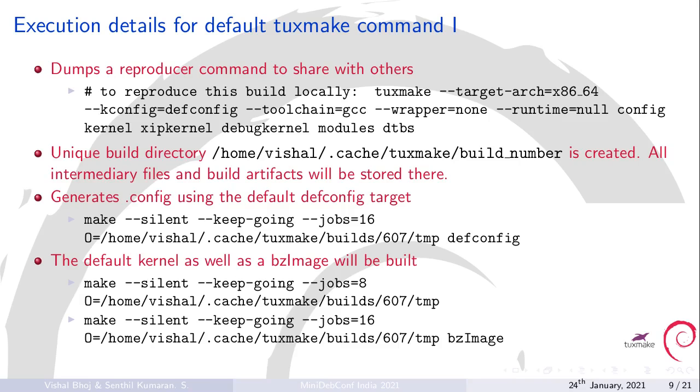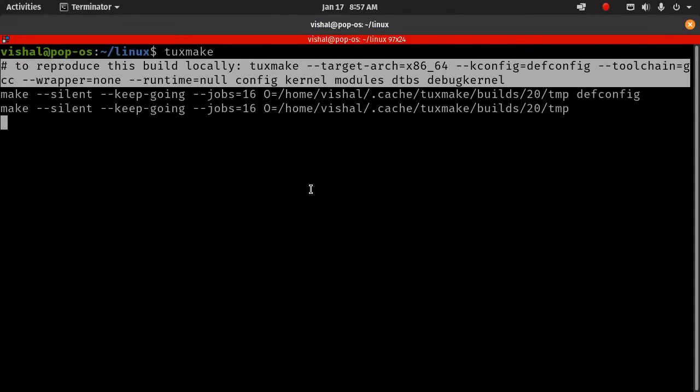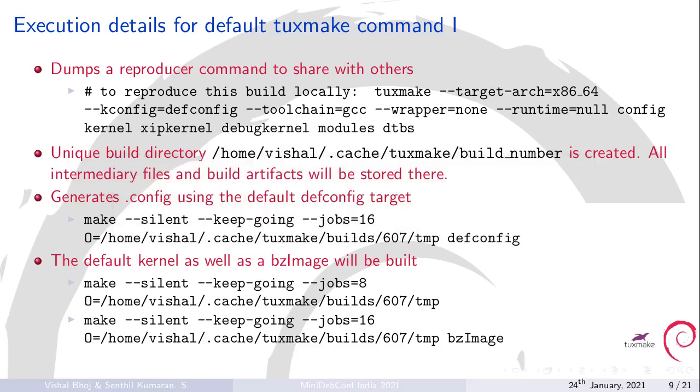Depending on other kconfig parameters that you set, it would do other things, but let's stick to the basic build here. So it would do a defconfig to generate .config, and the next step would be to build the default kernel image and the BZ image explicitly for x86 architecture. So first it would do a default kernel build and then explicitly trigger the BZ image build, which is shown in these logs. So let's check the status of the build. Yeah, the build is still going on, so let's go back.